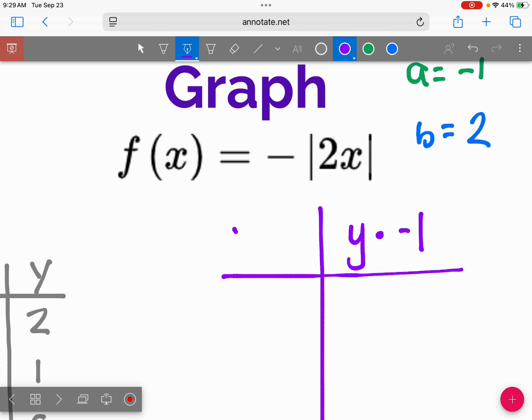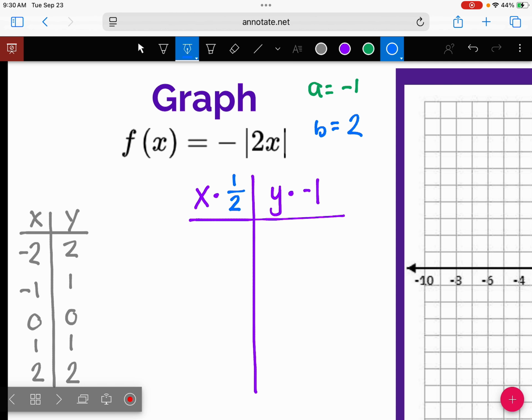What are we going to wind up multiplying our x's by? 1/2, the reciprocal of B. So our x's are going to times 1/2. Sorry, I said y's. I'm good at words. X times 1/B plus h if we had one, but we don't have an h here, so that's just going to be what it's going to be. So we're going to wind up with some very small x's here.